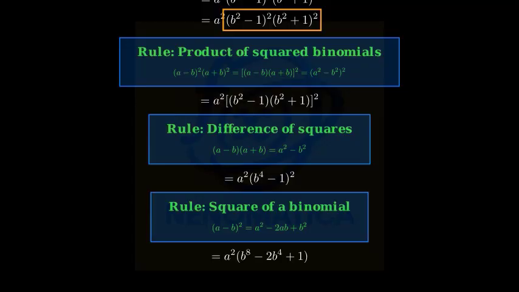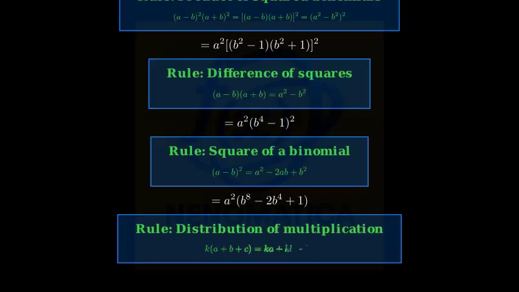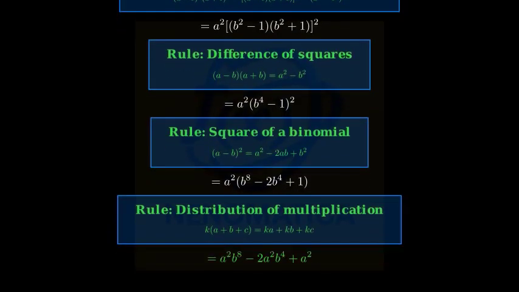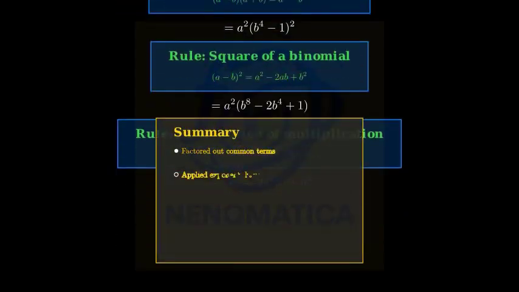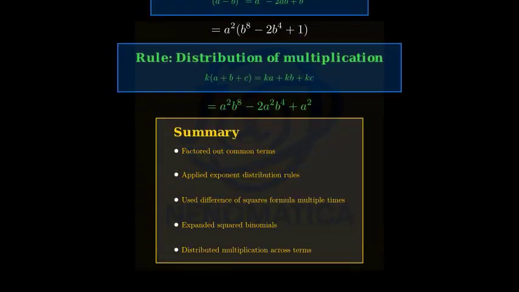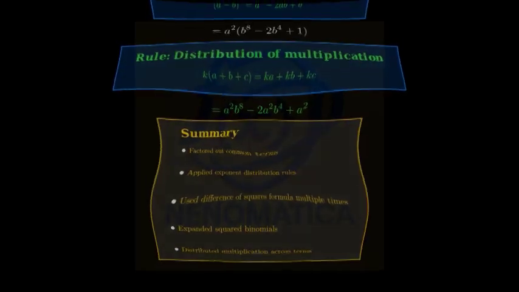Finally, let's distribute a squared to each term in the parentheses. Multiplying through, we get a squared b to the power of 8 minus 2 a squared b to the power of 4 plus a squared. So, our final answer is a squared b to the power of 8 minus 2 a squared b to the power of 4 plus a squared. Let's summarize the steps we took to simplify this algebraic expression.